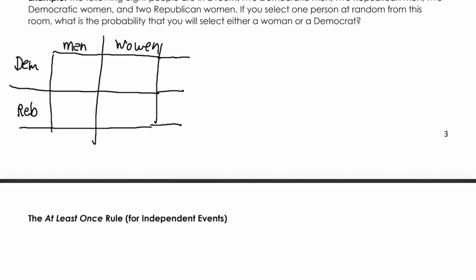Okay, so it says I have 2 Democratic men. So that's going to go in this box here. I have 2 Republican men, so that's going to go in this box here. I have 2 Democratic women, so that's going to go here, and 2 Republican women. So that means I have a total of 4 men, 4 women, and a total of 4 Democrats and 4 Republicans. And overall, that means I have a total of 8 people.